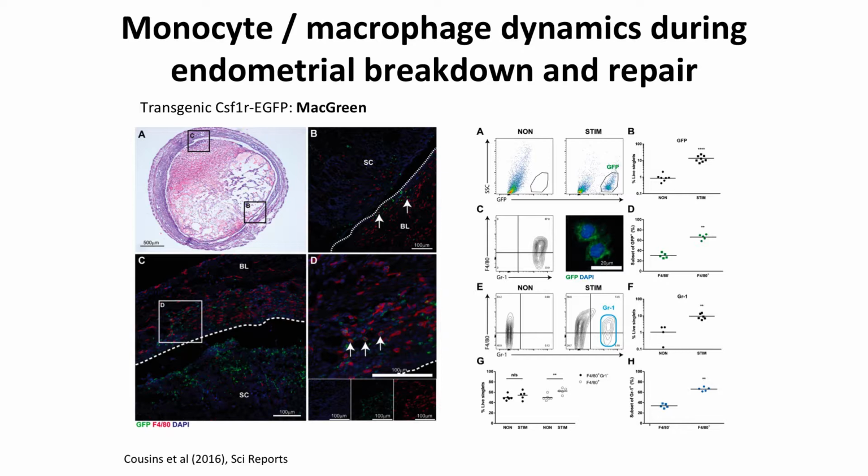And in areas of denuded epithelium, they were able to show that GFP positive monocytes were present, and some of these cells didn't express GFP, they're only expressing F480. So these are thought to be a tissue resident population of macrophages. And using flow cytometry, they were able to show that in the stimulated horn, so this is the decidualized horn, there's a huge influx of these GFP positive monocytes and an influx of monocyte-derived macrophages as well.